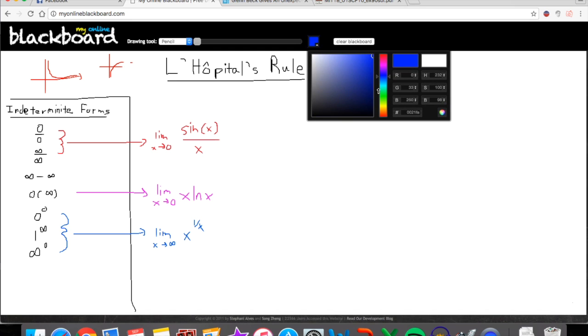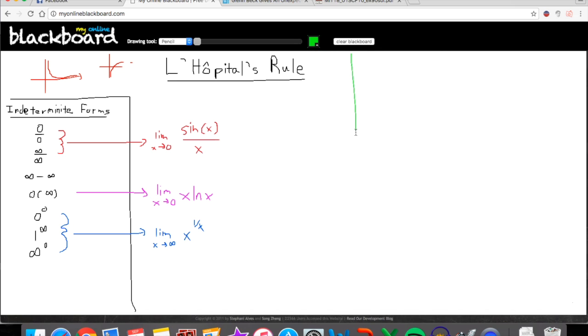And I'll do it in a different color, green, on the top. So let's say I have the limit as x approaches some value a of f of x over g of x. So I have some sort of fraction set up. And the limit is equal to some sort of indeterminate form that can be expressed as 0 over 0 or infinity over infinity. I'm saying that because if it's in these forms, then you're good to go to use the second part of the rule, which I'll go over in a second.